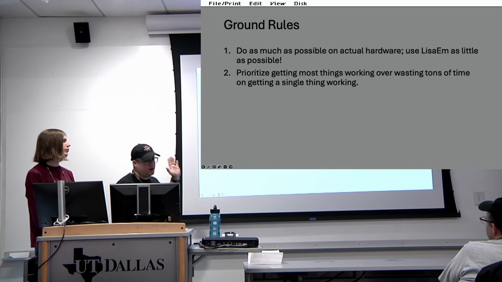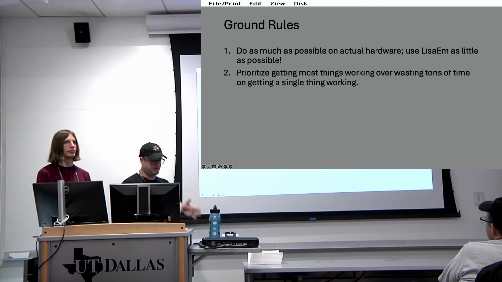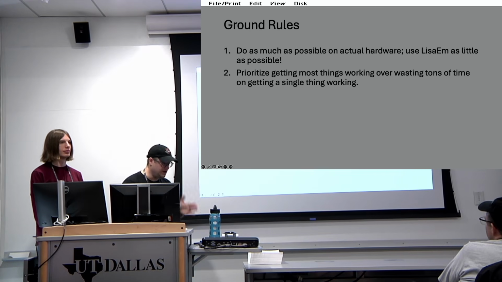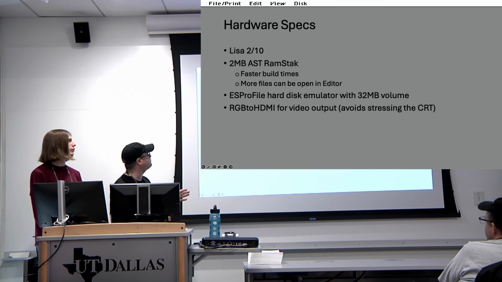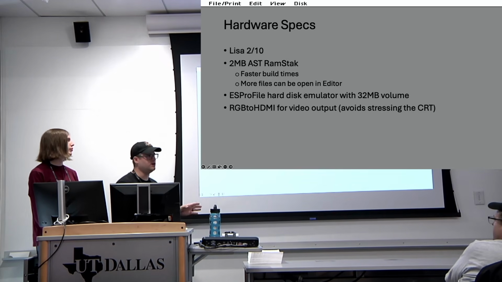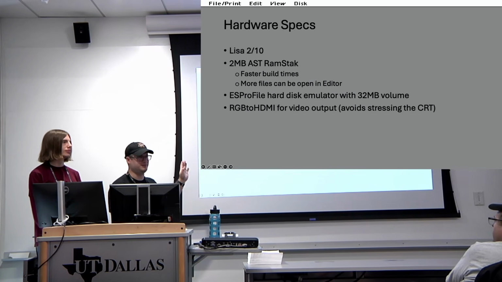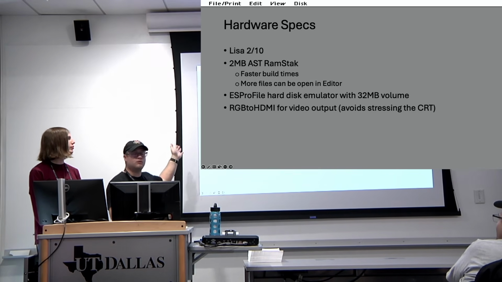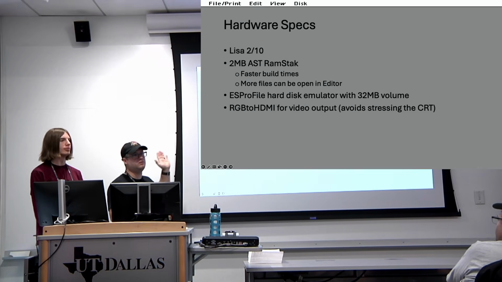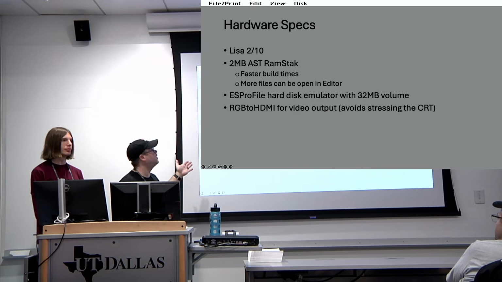And second, prioritize getting the most small things working as opposed to fixating on the big things that break as we run into them. So the hardware: Alex was doing a lot of the development work on this. I was working on some other stuff in my free time in the background that we'll come around to at the very end. Developing all this on a Lisa 210 with a 2 megabyte RAM expansion, which is about the most RAM you can have that the workshop will recognize.